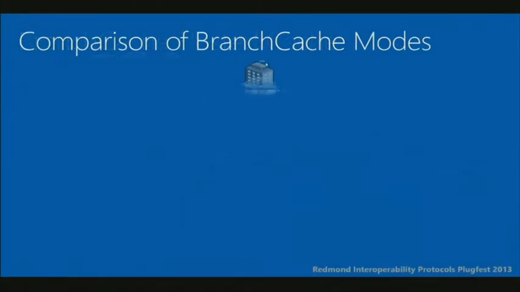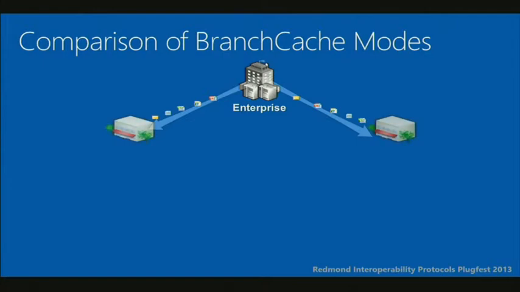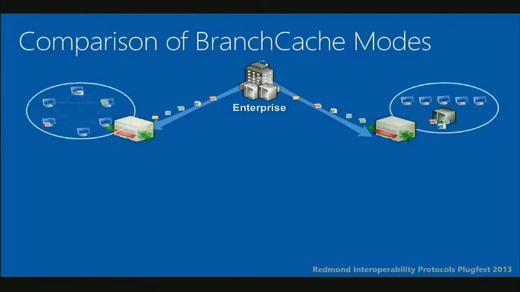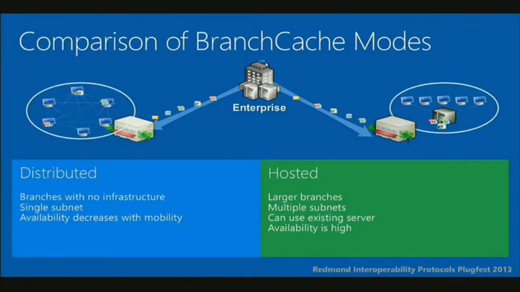So if you think about the two different modes, you have distributed, which definitely has the advantage that you don't need a whole lot of infrastructure there. It's PC to PC. If you have a branch that doesn't have a server, doesn't have some appliance for acceleration, you just turn this on over group policy, and the PCs work together to accomplish this. Now, the downsides of that are that it's broadcast, so it's limited to a single subnet.